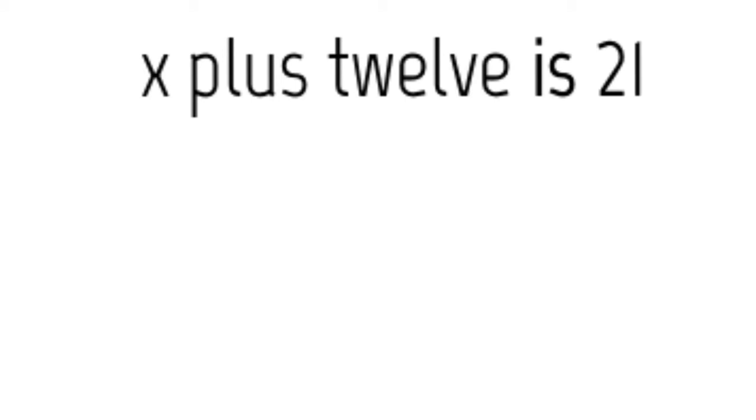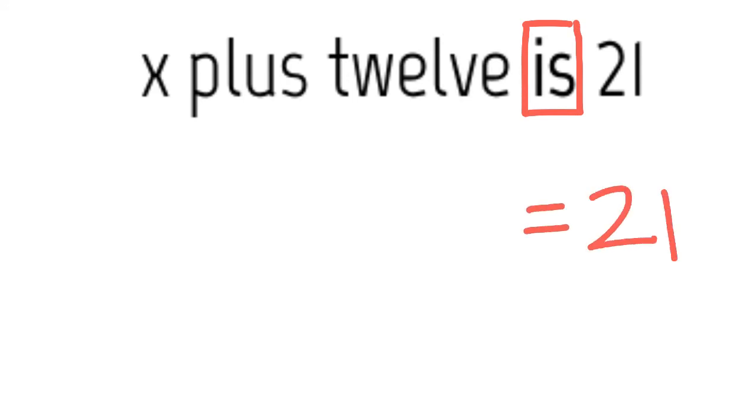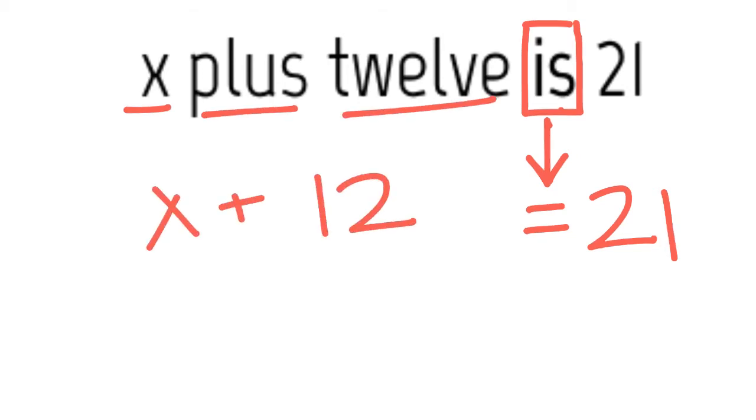x plus 12 is 21. So that word is gives me the clue that I'm going to have an equal symbol to 21, which makes this an equation actually and not an expression. So you're still writing an expression, but this time you're including that equal sign, so you're including an equation with it. But again, you're not having to solve it or anything like that. So x plus 12 is, which means equal symbol, 21. So x plus 12 equals 21 is what it would look like.